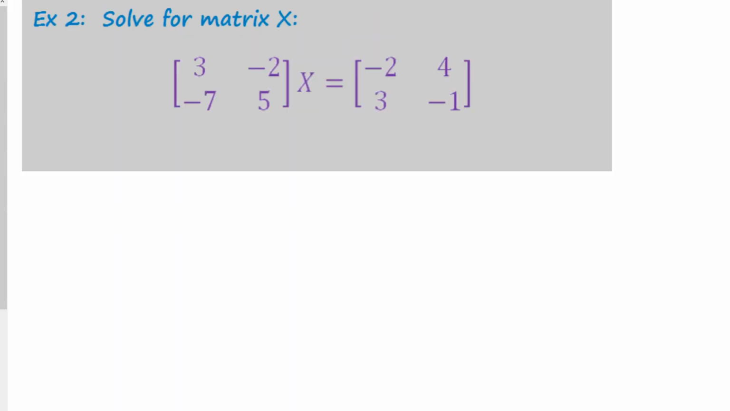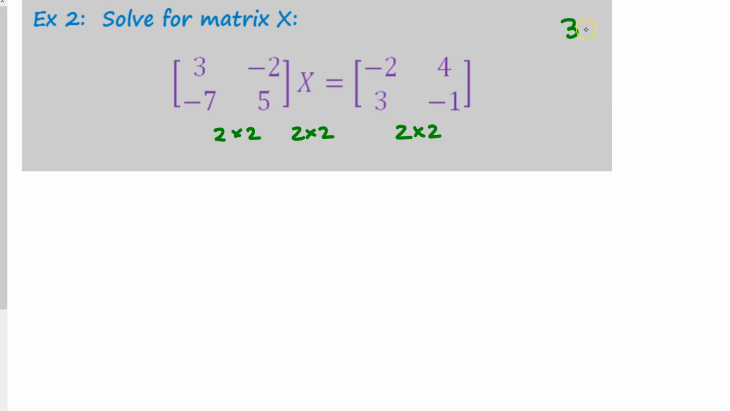Okay, now suppose that we have this problem. Some 2 by 2 matrix times some other matrix X, which must be a 2 by 2, right? So that when we multiply a 2 by 2 by a 2 by 2, we get a 2 by 2. So X is some 2 by 2 matrix. We want to know what it is. This problem is similar to a simpler problem like this.